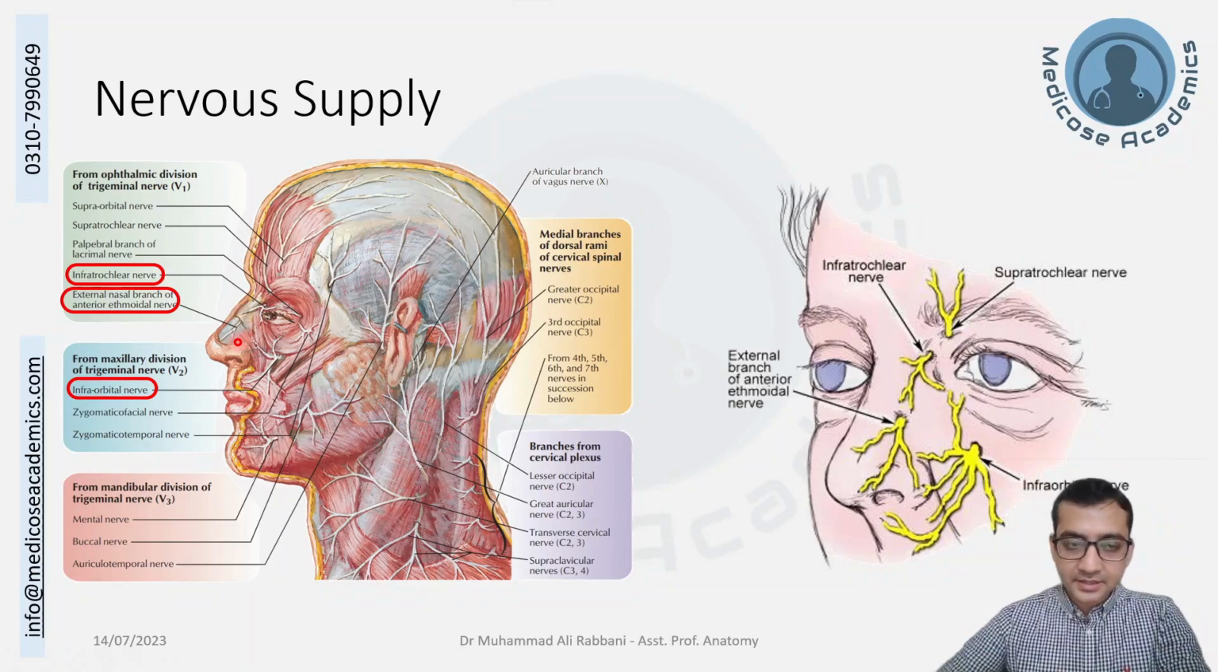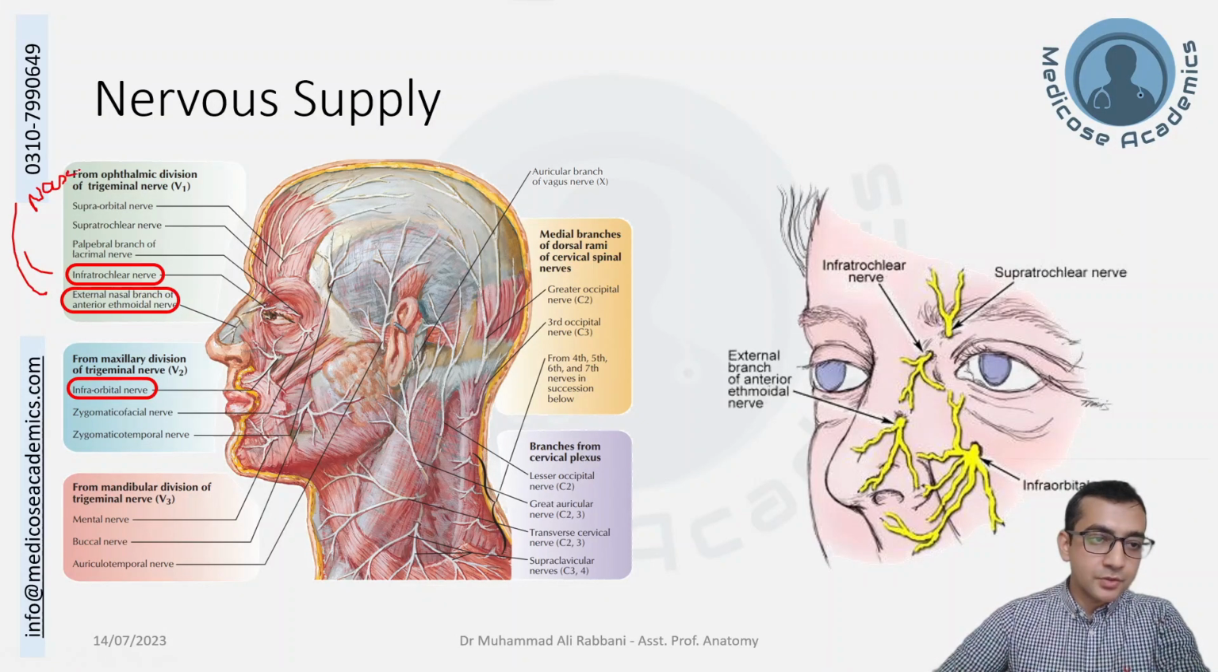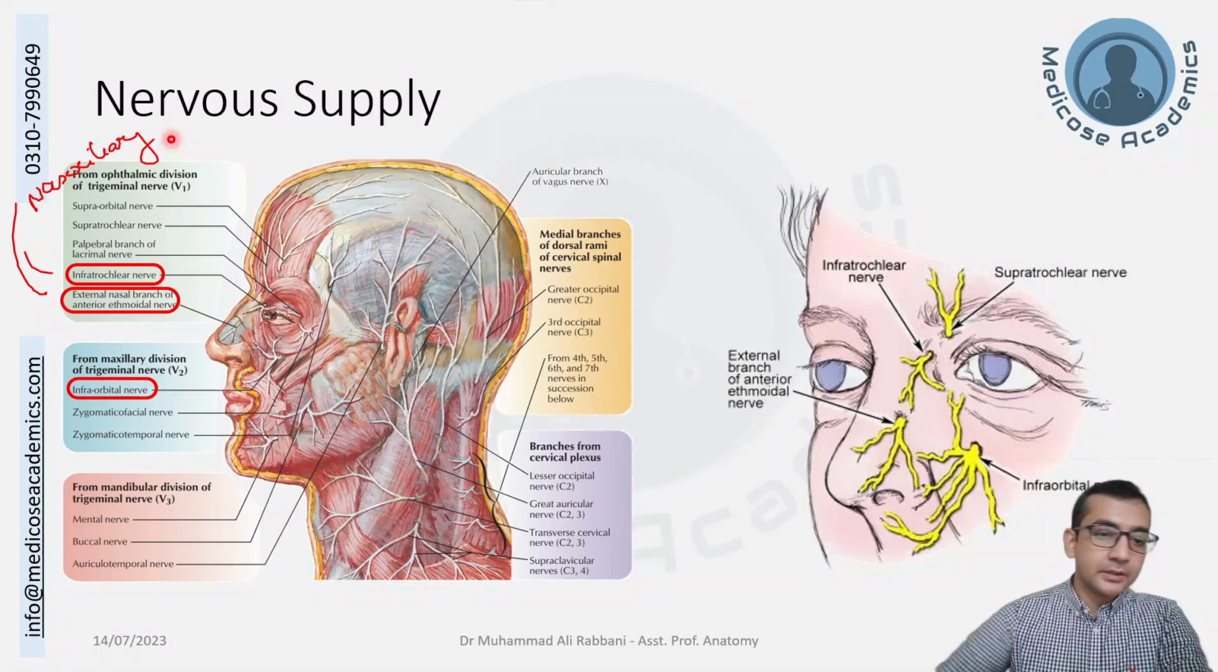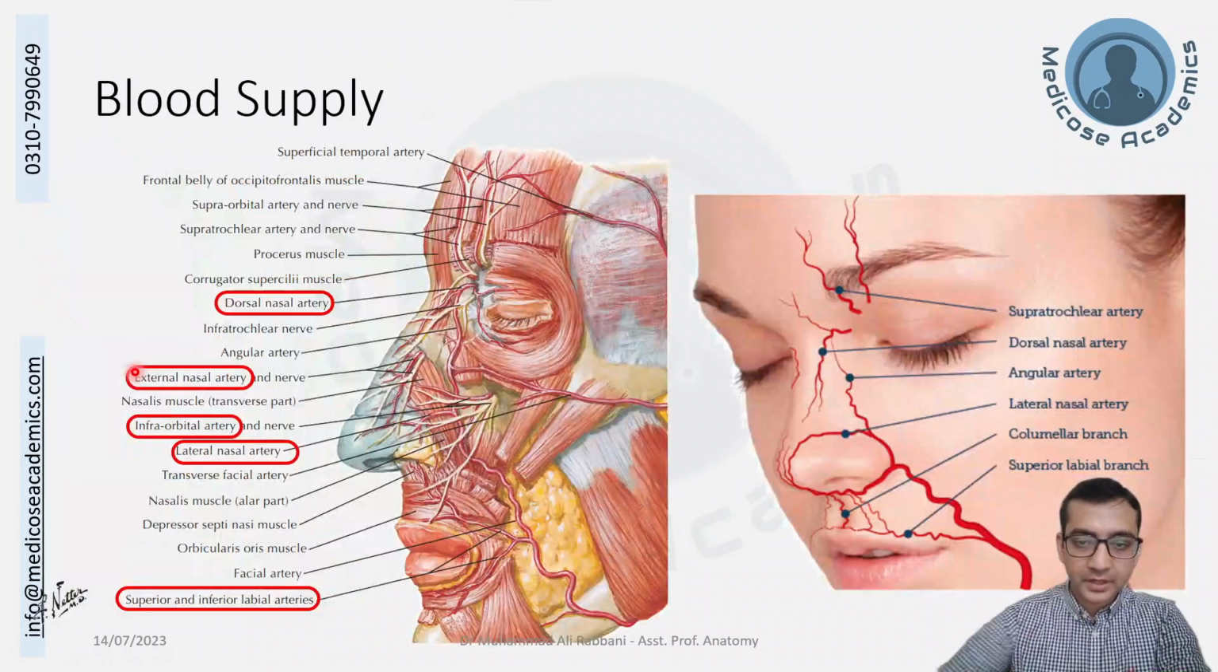This is about the sensory supply, and the point to remember is that the infratrochlear and external nasal branches of the anterior ethmoidal are from the ophthalmic division of the trigeminal nerve. Both of them are branches of the nasociliary nerve, and this little aspect is from the maxillary division of the trigeminal nerve, the infraorbital nerve.